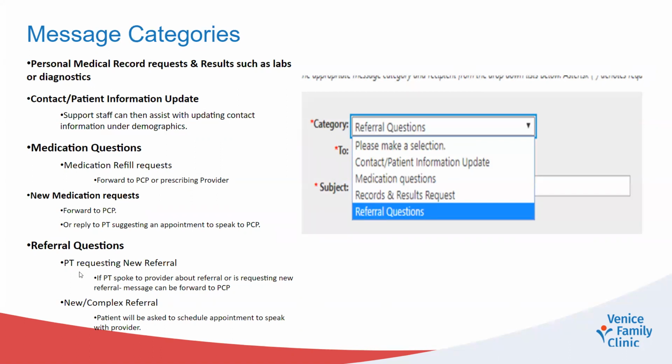So patient requesting new referrals or new/complex referrals. So if they're requesting a new referral, if the patient spoke to a provider about a referral or is requesting a new referral, message can be forwarded to the PCP. If not, if it is a new/complex referral, the patient will be asked to schedule an appointment to speak with their provider or PCP. And this is how it looks.